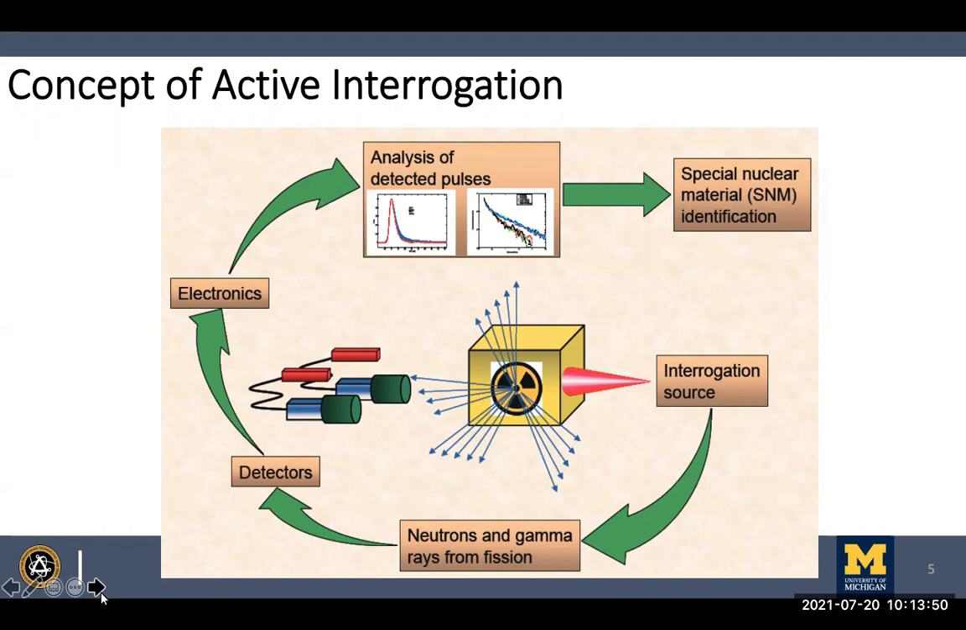So this is the motivation of why active interrogation is gaining so much importance over passive techniques. And what exactly are we trying to achieve with active interrogation? The underlying idea is to amplify the signals from SNM so that they can be easily detected. So I'm going to take a pause here and see if anyone has any questions before I move on to the next topic.